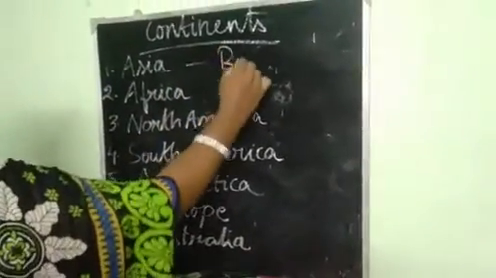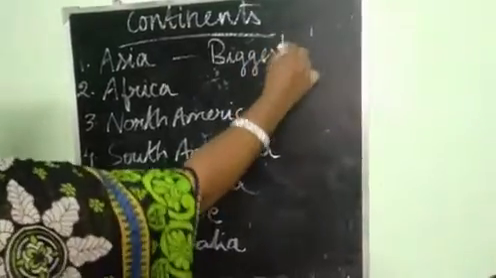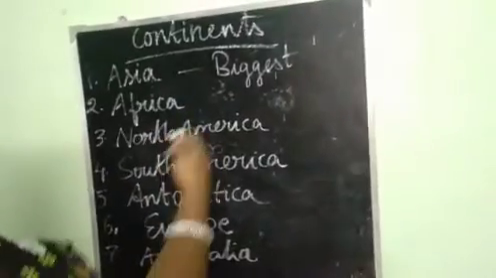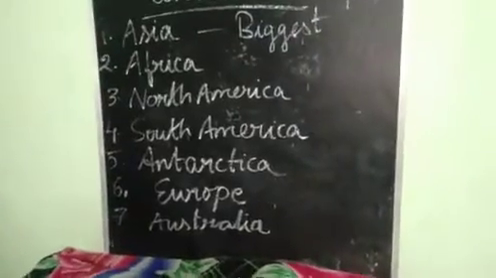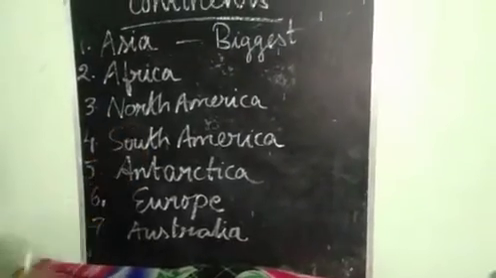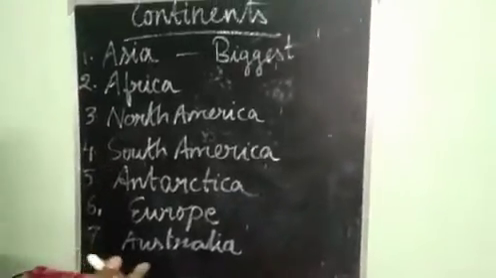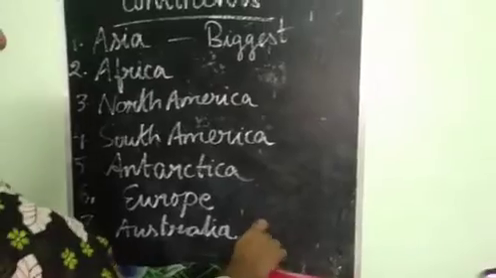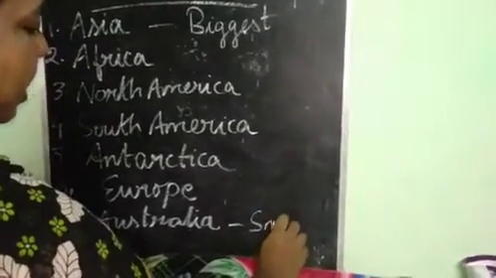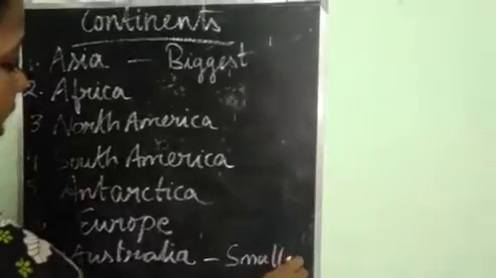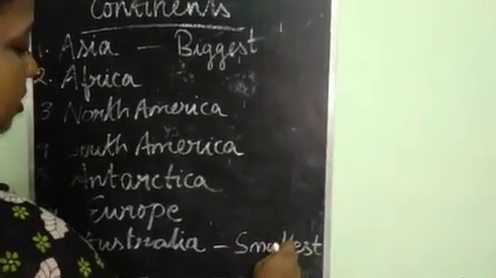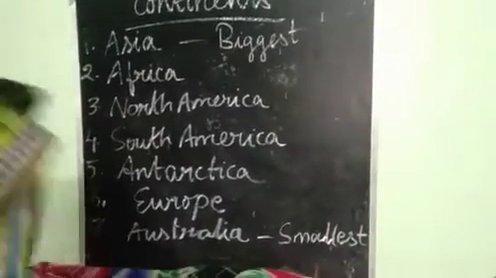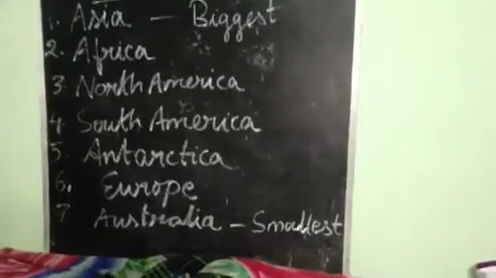Asia is the biggest continent, in which we live. India is in Asia. The second largest is Africa, then comes North America, and South America. According to size, I have written Antarctica, next Europe, and the last one is Australia. It is the smallest. When we ask in one word, you can answer which is the smallest continent, which is the biggest continent, which is the continent covered with snow, etc.